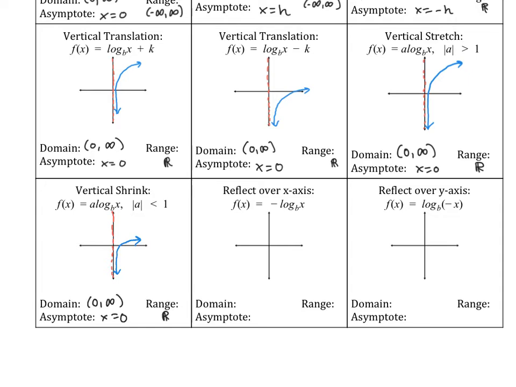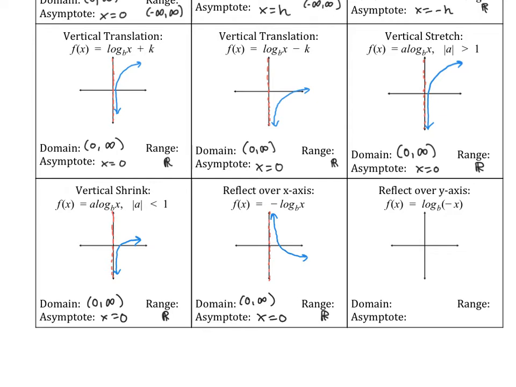range are the same. Okay, now let's look at what happens if we multiply our entire function, so notice on the outside, by a negative. So remember, multiplying the y value reflects over the x-axis. So instead of having a graph that looks like this, it's going to look like this. There you go. Our asymptote remains in the same place, and our domain and range are still the same.